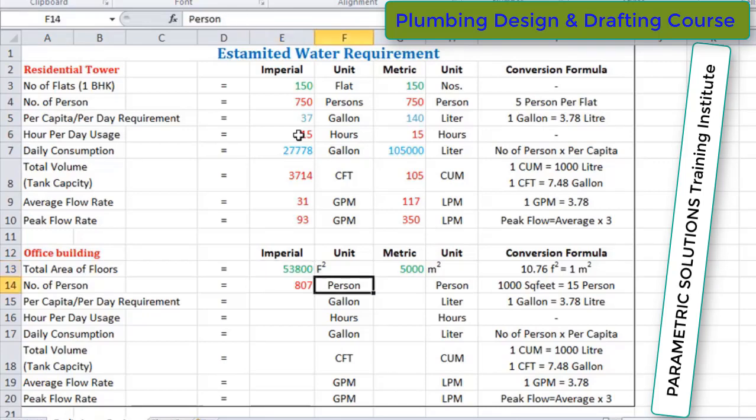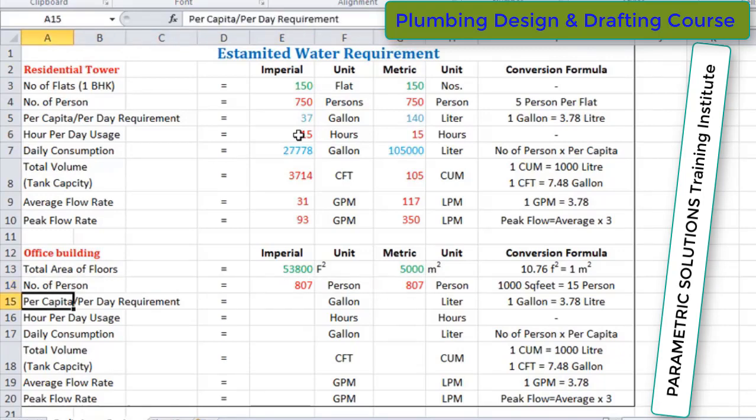Same here, if 5000 square meter is the total area, I'll mention here the same 807. This is the total number of persons, the same total number I have mentioned here also.